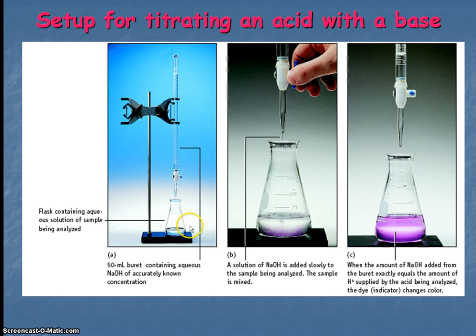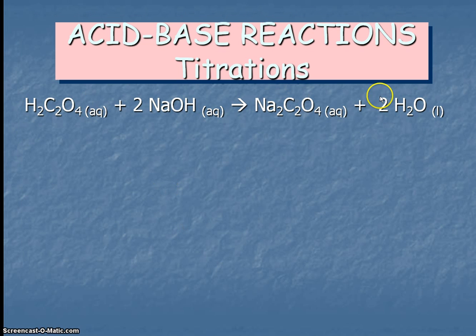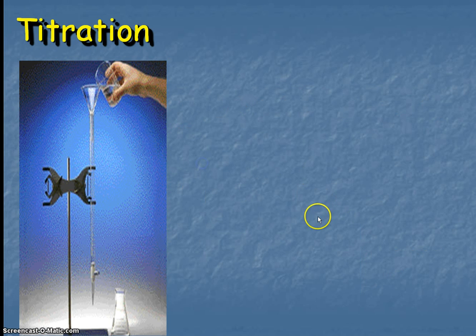You're going to turn your stirring rod on and you're going to add your known concentration drop by drop to your unknown concentration of a specific volume. You need to know the volume until it changes. So you have to know the reaction. This is an acid with a base giving me salt and water. This is oxalic acid and it is a weak acid. So I've got a weak acid and a strong base.